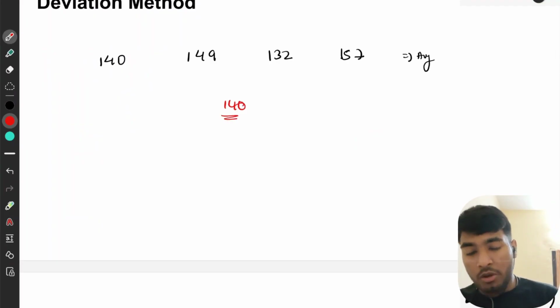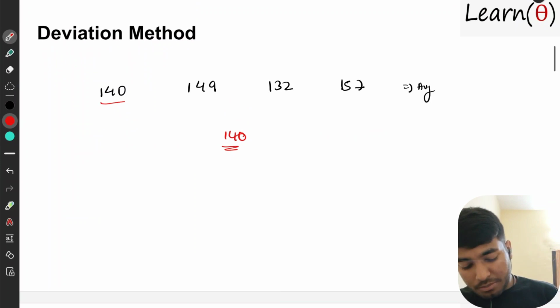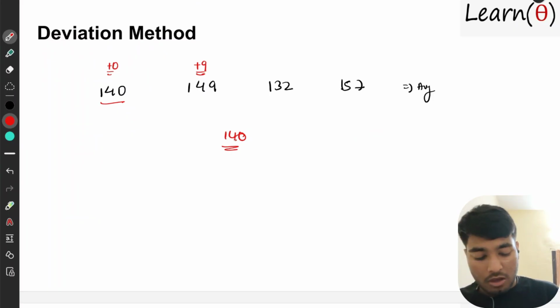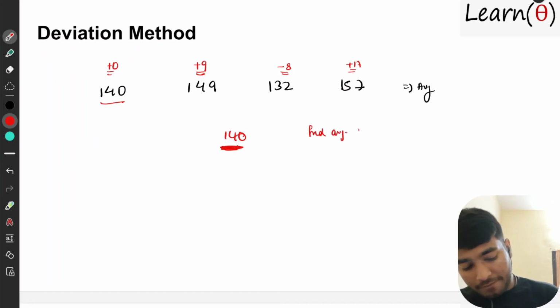Now compare everything with 140. What is this number with respect to 140? It is adding 0. What is this number with respect to 140? It is adding 9. What is this number with respect to 140? This is minus 8. And what about this? This is plus 17. So the main core number is your 140. Find the average of the deviation.